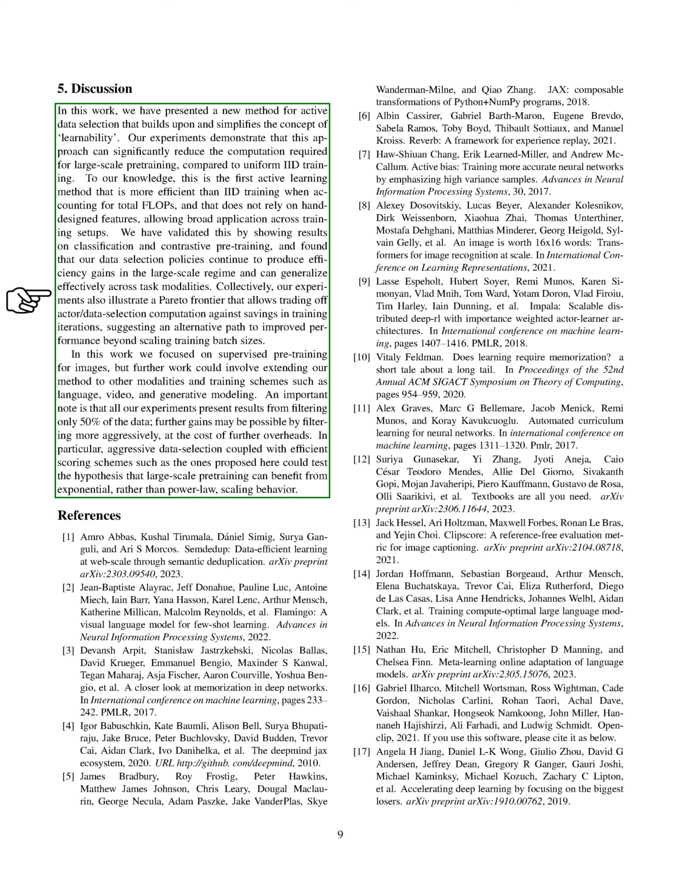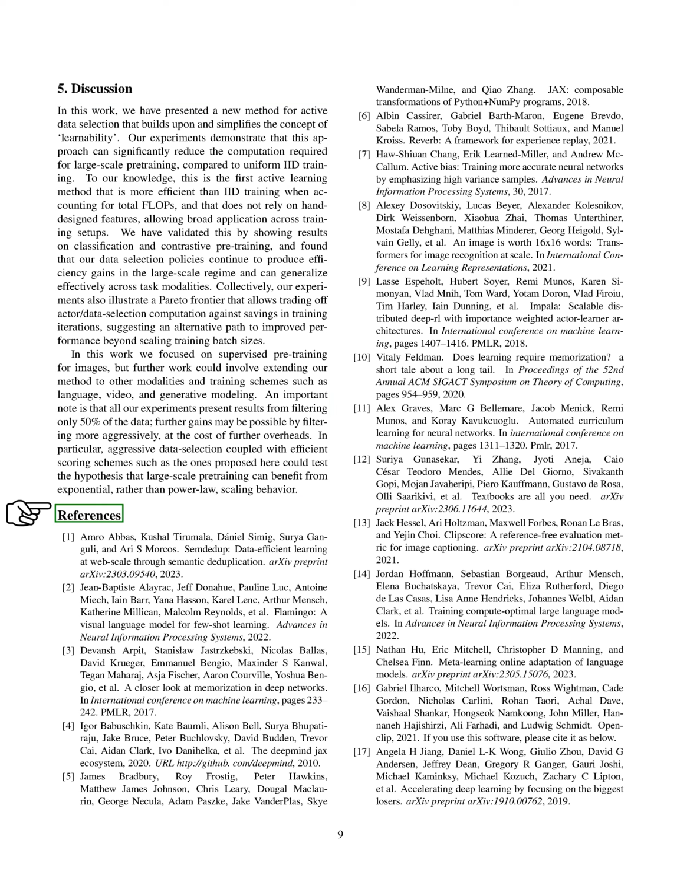It's important to note that all our experiments only filtered 50% of the data. We could potentially achieve further gains by filtering more aggressively, but this would come with additional overheads. Specifically, aggressive data selection combined with efficient scoring schemes like the ones we proposed here could test the theory that large-scale pre-training can benefit from exponential, rather than power law, scaling behavior.